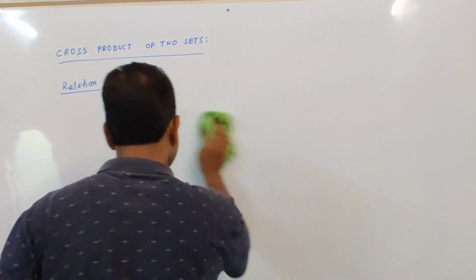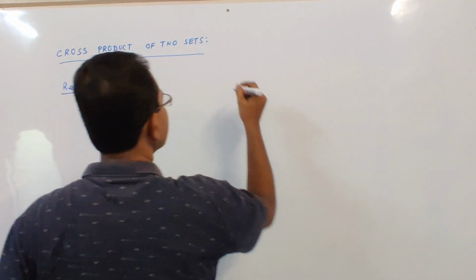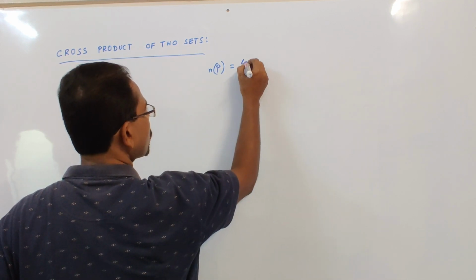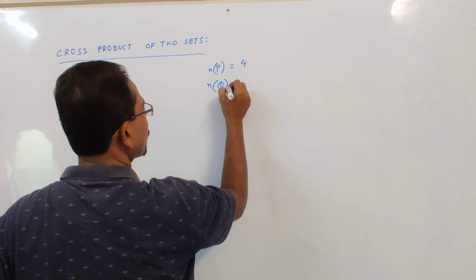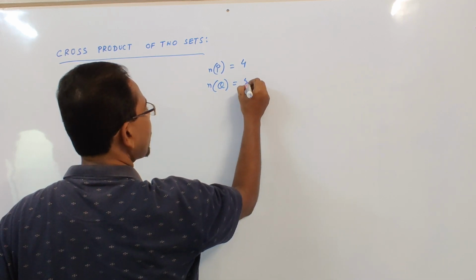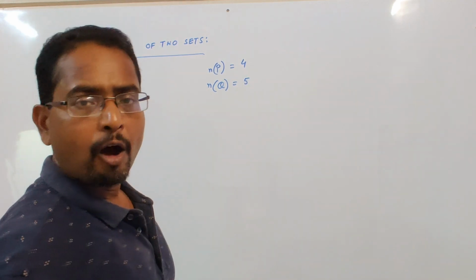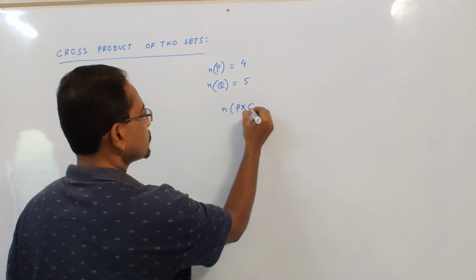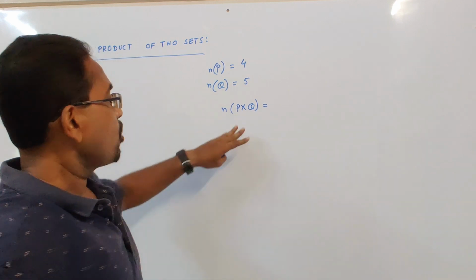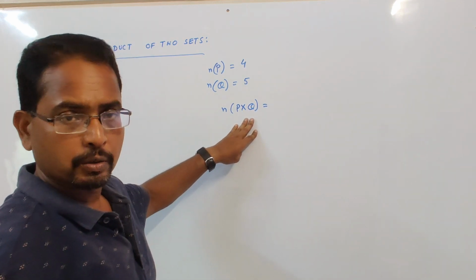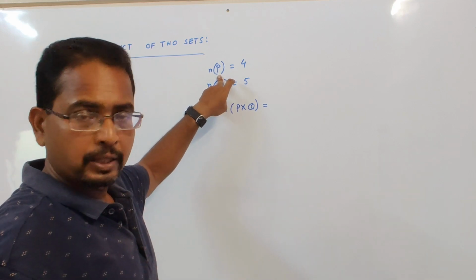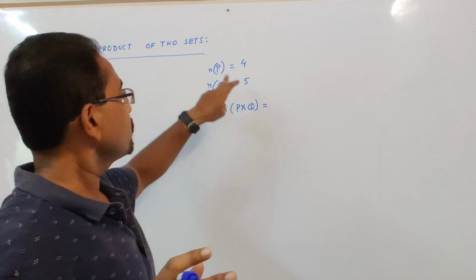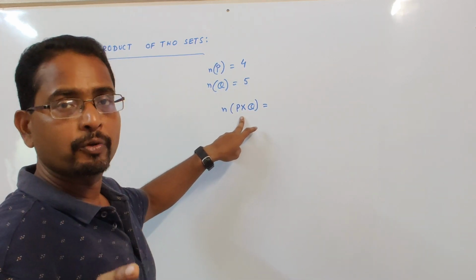So suppose we have a set P in which the number of elements, the cardinal number of this set, is 4, and another set Q in which the number of elements is 5. We want to know how many elements will be there in P cross Q. The number of elements in set P is 4, and in set Q is 5. If we do the cross product of P and Q, we want to know how many elements will be there.